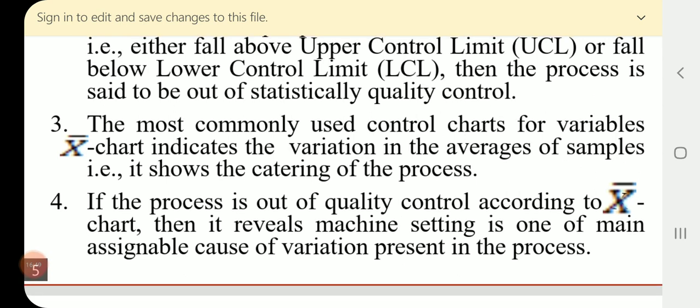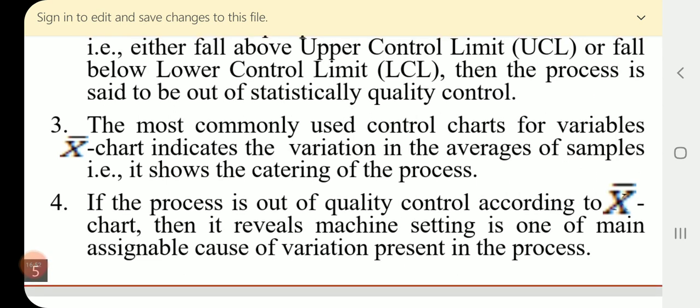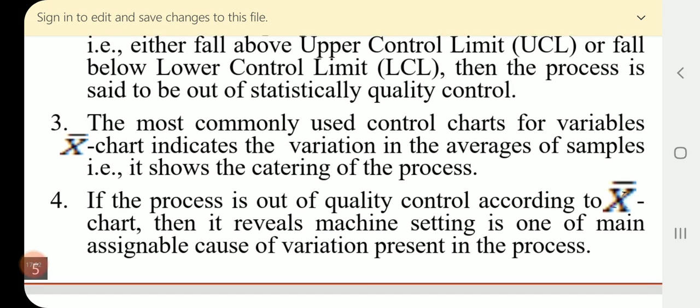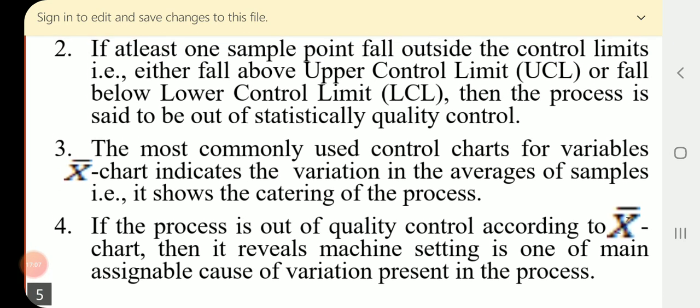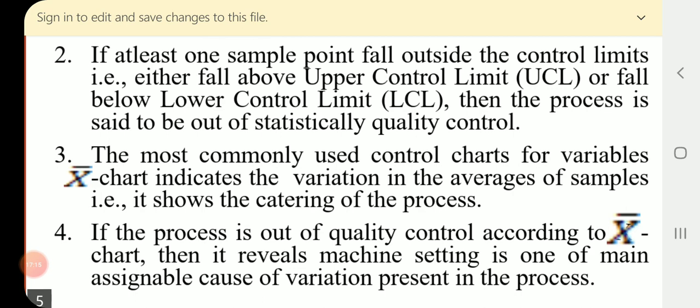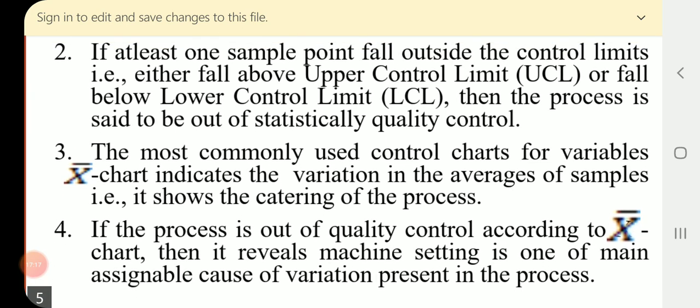The means are not close to the process mean. To specify very clearly, if the process mean is 40, that is, we have to prepare with the average 40. For example, you consider the mileage of a car. One sample is representing 25, another sample is representing 45 or 50. So which means it is scattering. It is the indication that it shows scattering of the process.